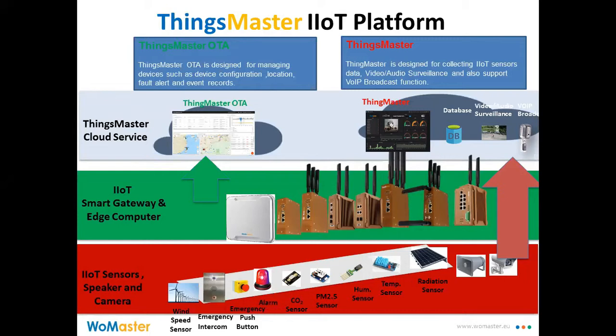OneMaster provides two cloud servers. One is ThemeMaster OTA. It's designed for managed devices, such as device configuration, location, phone alarm, and the event records. The other cloud server is ThemeMaster. It's designed for collecting IIoT sensor data, video audio surveillance, and also supports VoIP broadcast function.